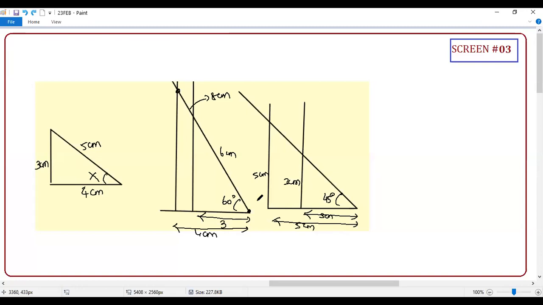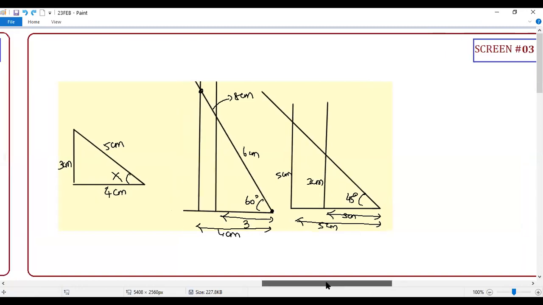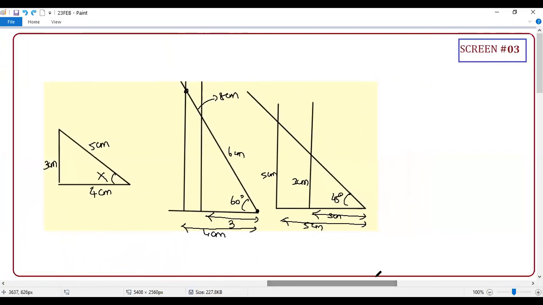trigonometry, student. Okay, so basically trigonometry is, now I'm going to give the proper definition, student. Trigonometry is the study about the relationship between sides and angles. Guys, please go to mute. Study the relationship between sides and angles.